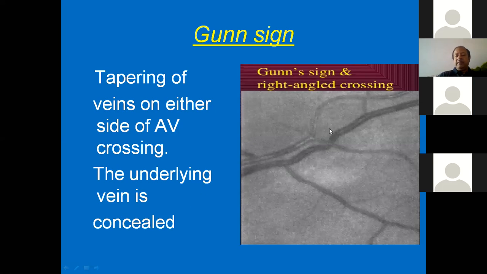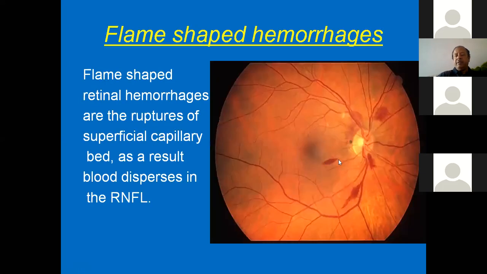And the veins are tapered on each side of the retinal artery. This is Gunn sign. Now the flame-shaped hemorrhages. Here you can see flame-shaped hemorrhages. These are flame-shaped hemorrhages.